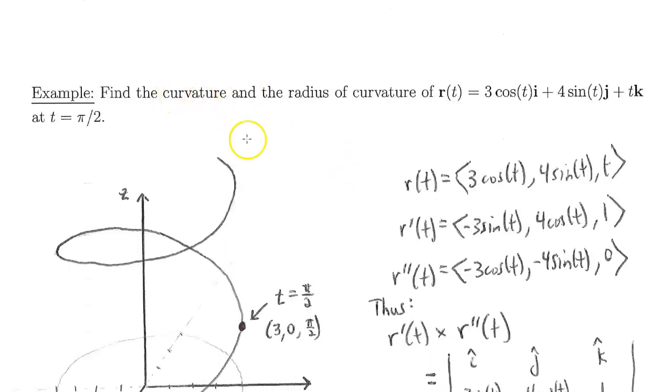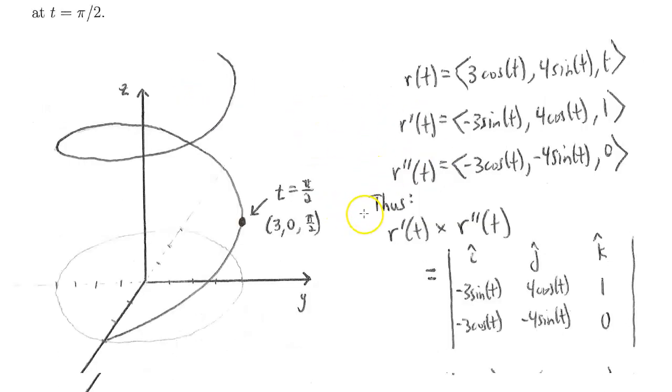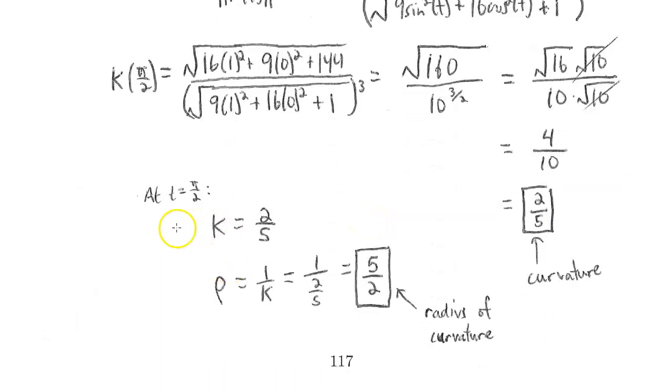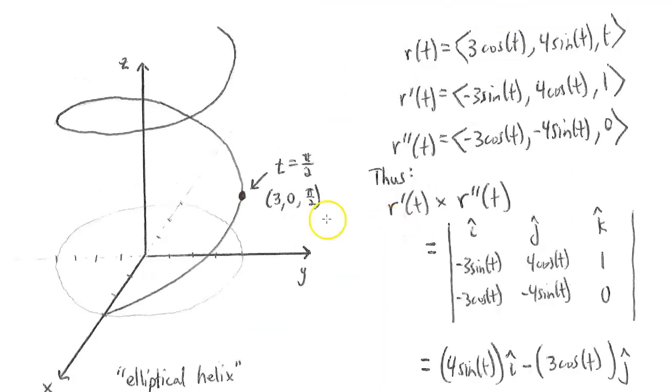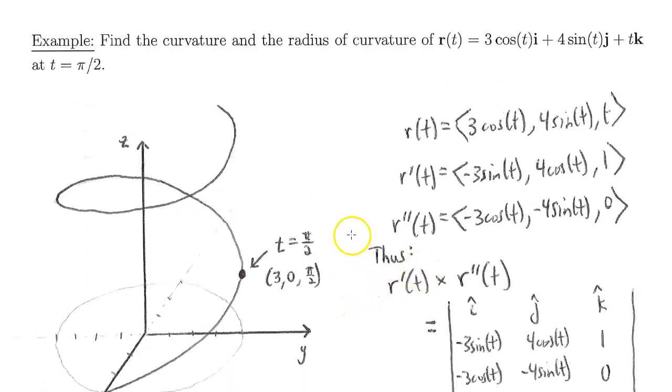Now the question asked us to find the curvature and the radius of curvature. Well, if the curvature is 2/5, what will the radius of curvature be? t equals pi halves at this point. Kappa of pi halves is 2/5. So rho will be 1 over kappa, so 1 over 2/5, which is 5 halves. So the radius of curvature will be 5 halves, and the curvature will be 2/5. And again, I made this mistake. This point is actually 0, 4, pi halves, but that doesn't affect our final answer here. Okay, so that's the idea of curvature of a curve that's in 2-space or 3-space.